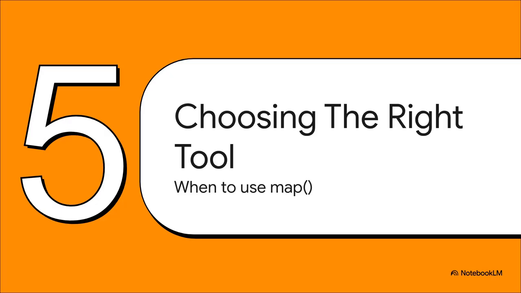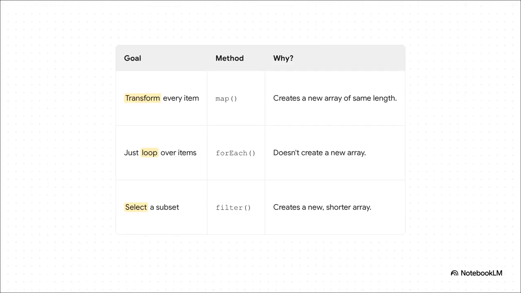Now, here's what separates a good developer from a great one. It's not just knowing how to use a tool, it's knowing when to use it. And as amazing as map is, it's not always the right tool for the job. So let's make this simple. It all comes down to your goal. If you want to transform every single item and get a new array of the same length back, map is your champion, no question. But if you just want to loop over some items, maybe just to log them to the console, and you don't need a new array, forEach is your friend. It's more efficient for that.